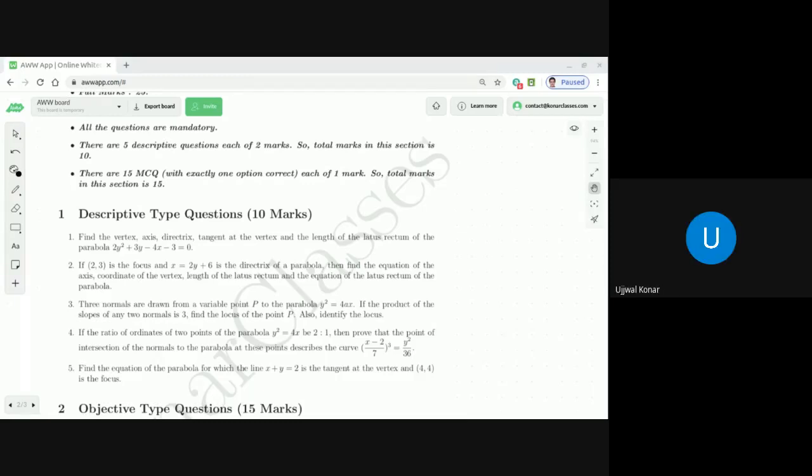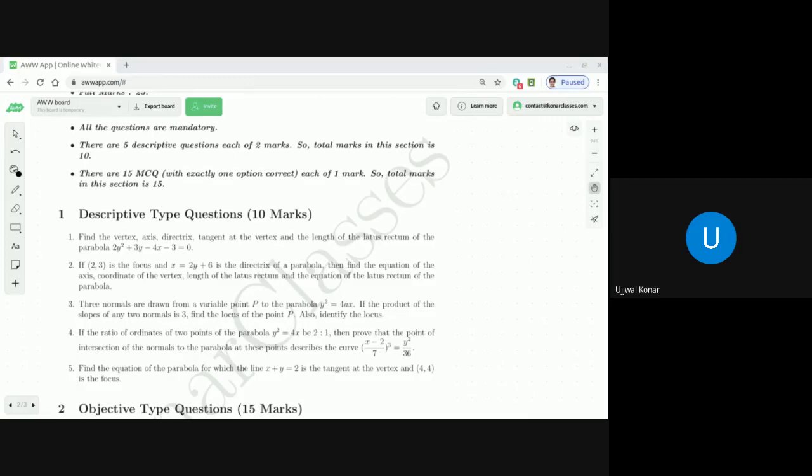So I'm just reading out the answers. If someone is not getting an answer, let me know and I can explain. The equation of the tangent at the vertex is x plus 33 by 32 equal to 0, and the length of the latus rectum is 2. Correct, no? Sir, I didn't get the equation of the tangent. Okay, you didn't get the equation of the tangent. Let me discuss this.